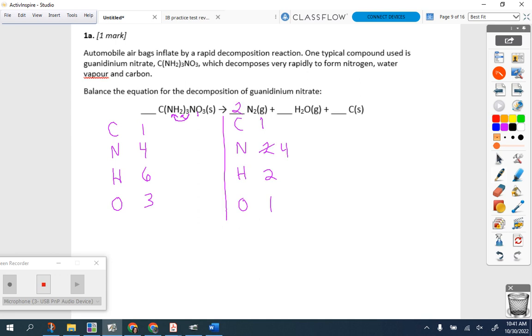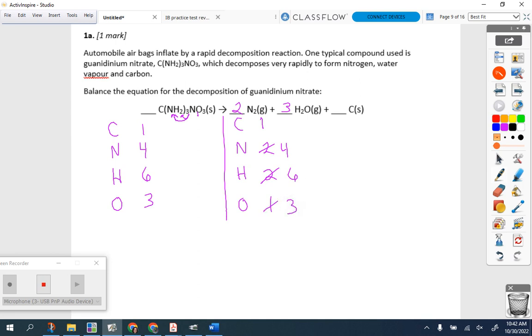Make sure that you update your table. If you're doing the table approach, make sure that you change the coefficient first and then update the table so that you're not changing numbers and then forgetting to put the coefficient up. All right, so I can see that I am going to need to fix my hydrogens. So I've got 6 hydrogens on the reactant side and only 2 on the product side. I can fix that by putting a 3 in front of the water. If I do that, that gives me 6 hydrogens. It also gives me 3 oxygens.